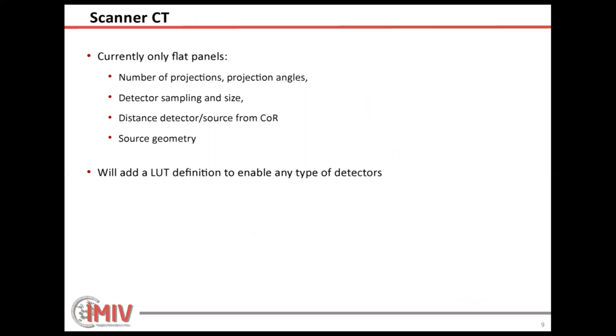And for the CT, for the moment, the implementation is quite simple. It's only an ASCII description, only for flat panels, mainly for CBCT, for cone-beam CT. So you just describe the detector sampling and size, and also the distance of the detector or the source from the center of rotation, number of projections, projection angles, the source geometry. Then in the near future, we will also add some kind of new definition to enable a curved scanner or any type of detector.